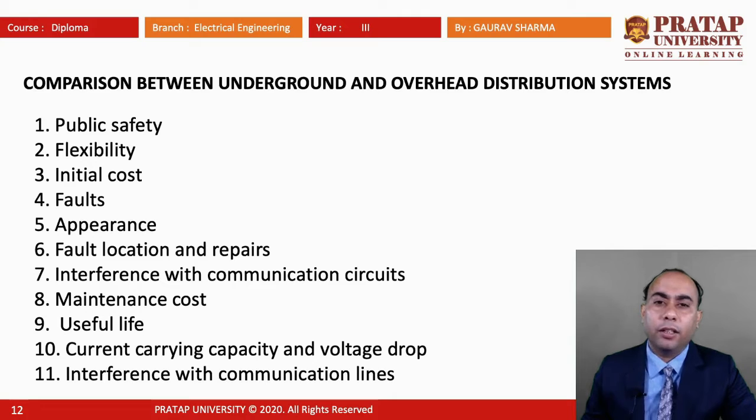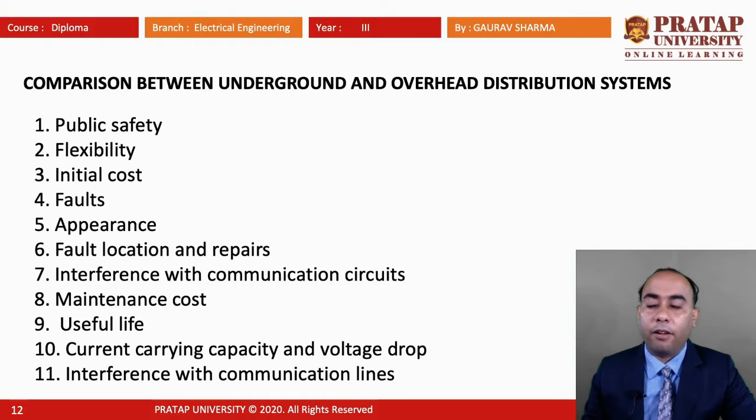So we can say that the overall cost of labor increases in the underground system. When we talk about faults, faults occur less in the underground system, but in the overhead system faults occur more than in the underground system because they are exposed to the environment.